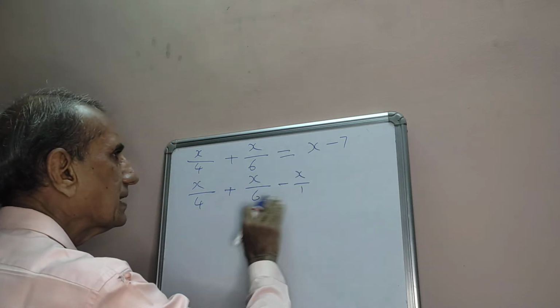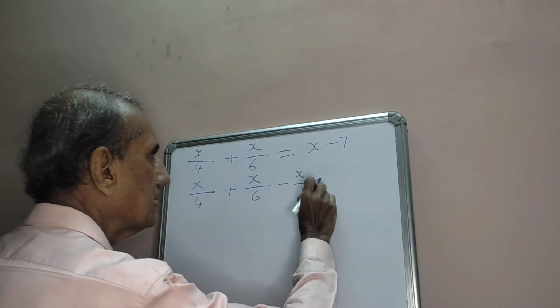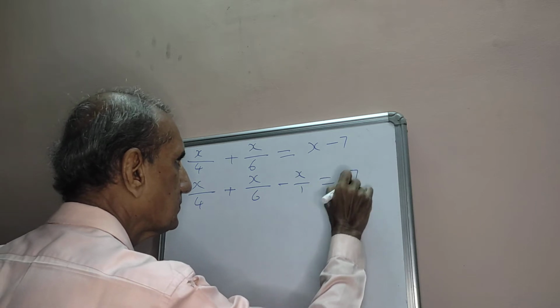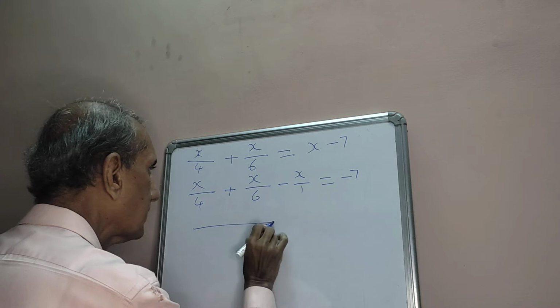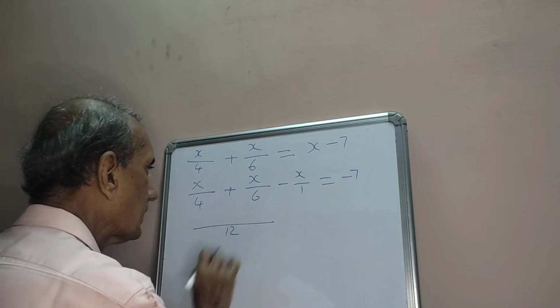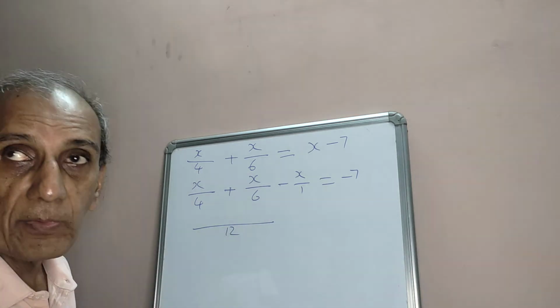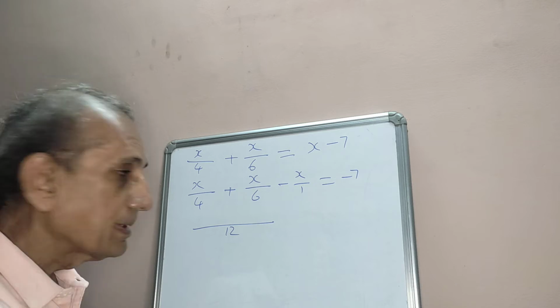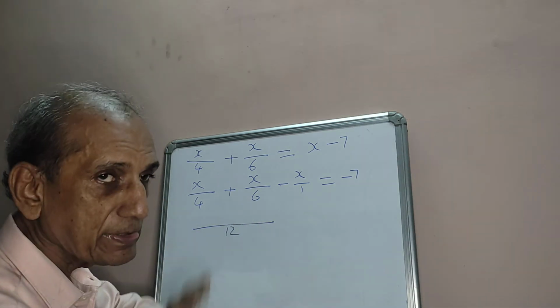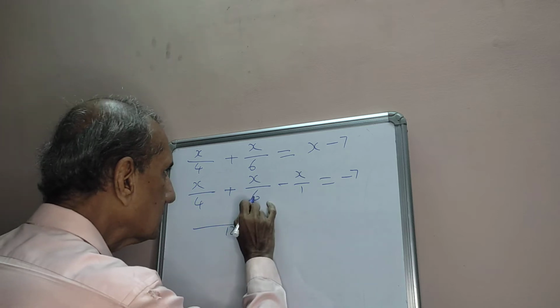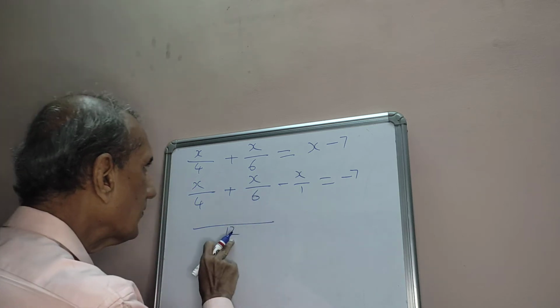What I did, I just transposed the x to this side. Okay, is equal to minus 7. Now take the LCM. What is LCM? 12. How to take the LCM? You know very well how to take the LCM. You have learned this in your earlier classes. I'm not going to teach you that. Okay. So 4 and 6, the LCM is 12.